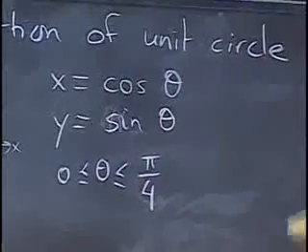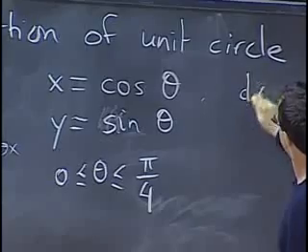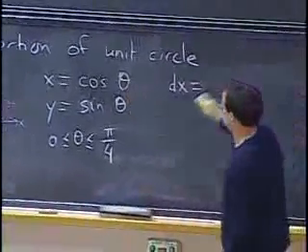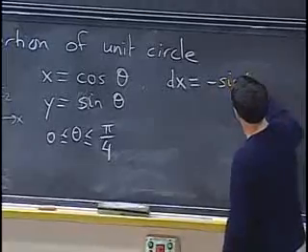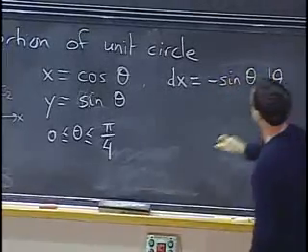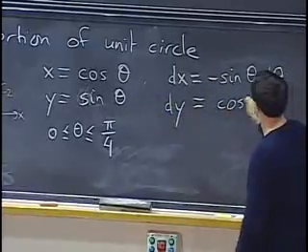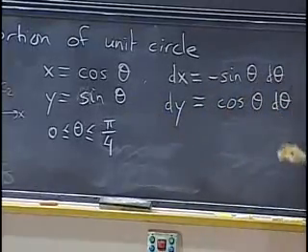So whenever I see dx, I will replace it by, well, the derivative of cosine is negative sine, so minus sine theta d theta. And dy, the derivative of sine is cosine, so it will become cosine theta d theta.